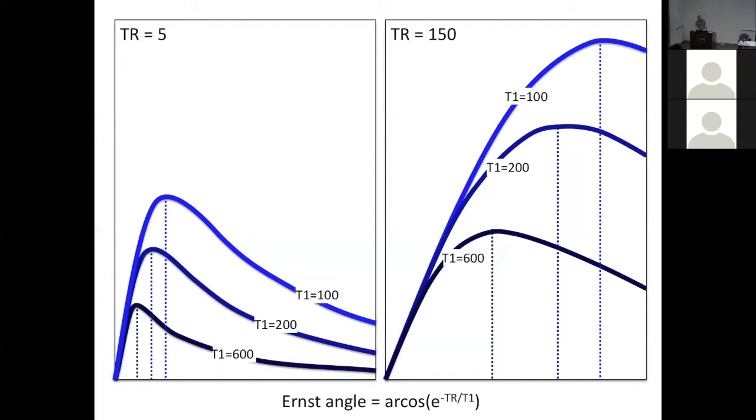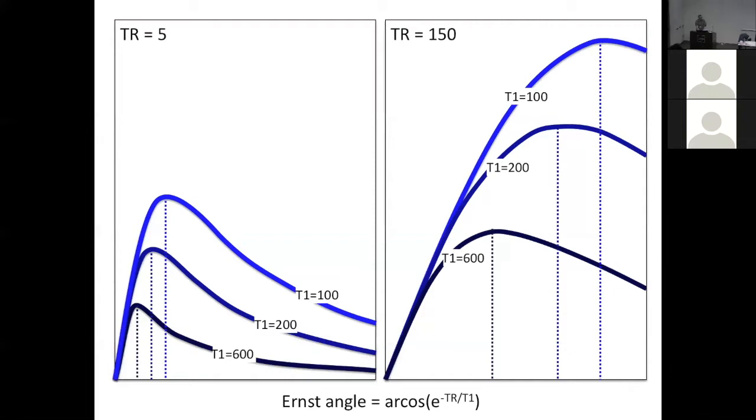Notice that for any given TR, as the T1 increases, the Ernst angle goes up, right? So the Ernst angle here is lower than here, same thing. The Ernst angle is going up. And finally, notice that for TR 150 as opposed to TR 5, the Ernst angles are much higher. So what does that mean?